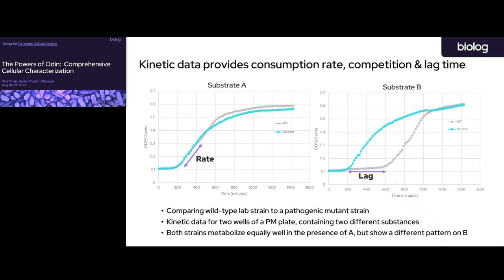For substrate B, however, the mutant strain in blue shows a much shorter lag phase and quite a different shape of curve. So if you only measured the plate once or twice in a plate reader, instead of doing these kinetic measurements, you would miss this difference in behavior, and you might assume that both of the strains had equal fitness on this substrate. But of course, these kinds of differences can have really big implications if you're trying to model the growth of an engineered strain, or if you're trying to figure out which species will outcompete another in a community of microbes.